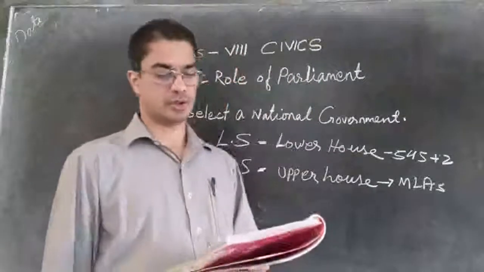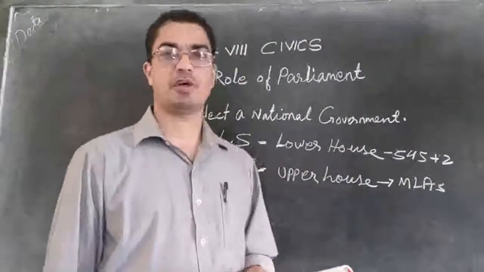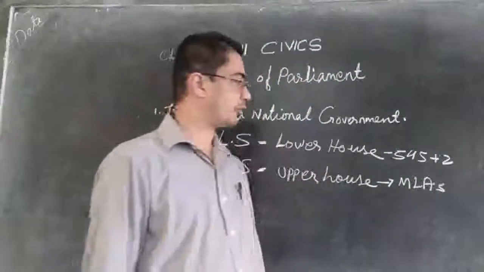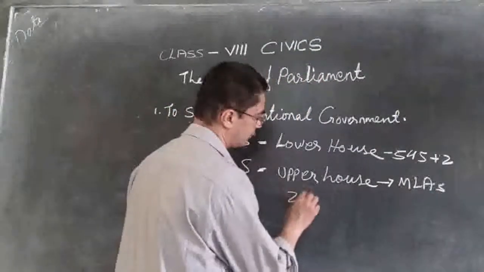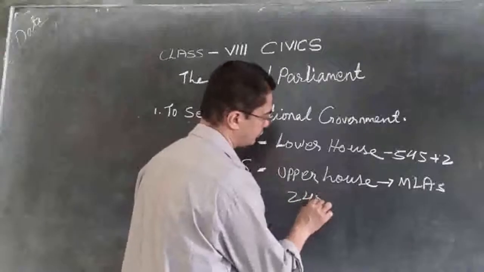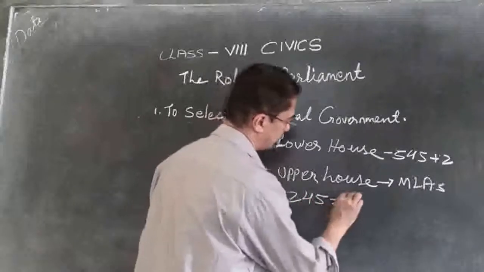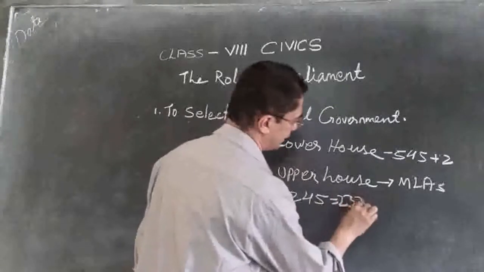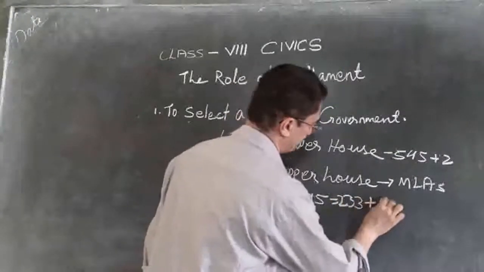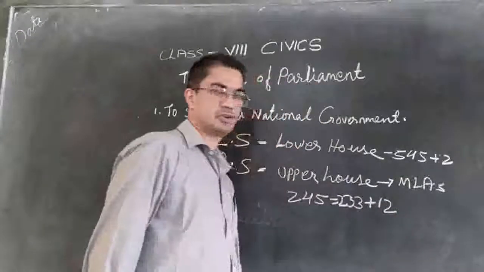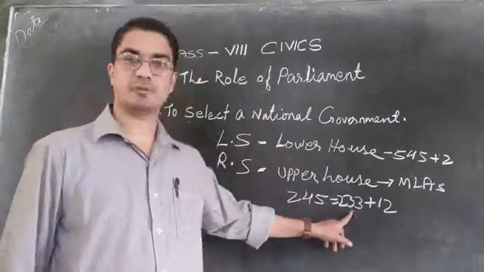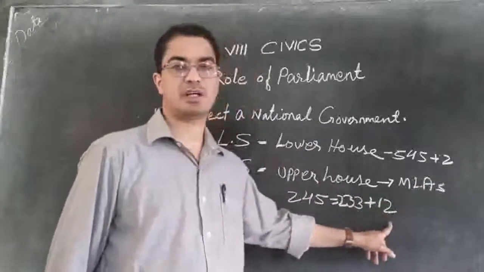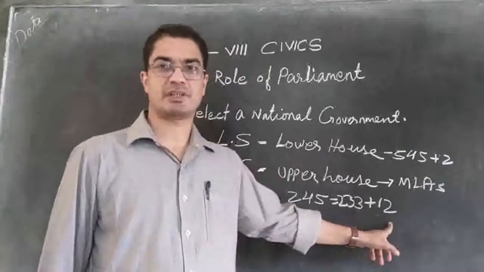So there are 245 members altogether. So among these 245, that is 233 plus 12, 233 members are elected by the MLAs. Then the 12 people are nominated by the president and so on.